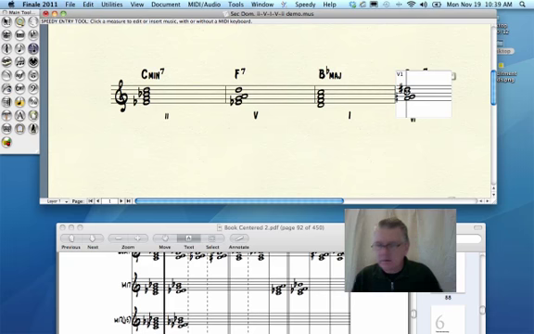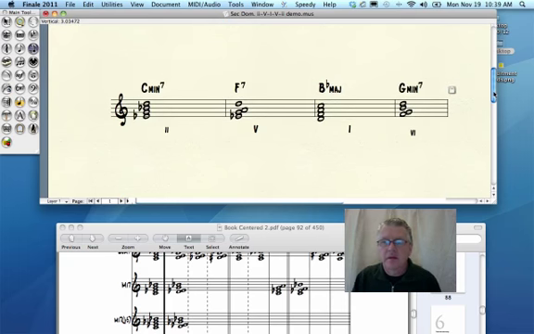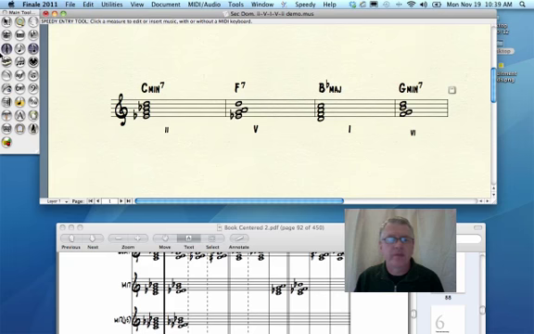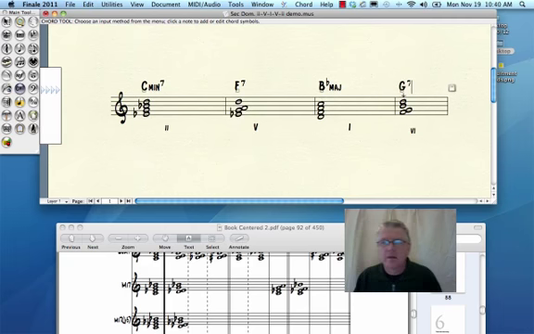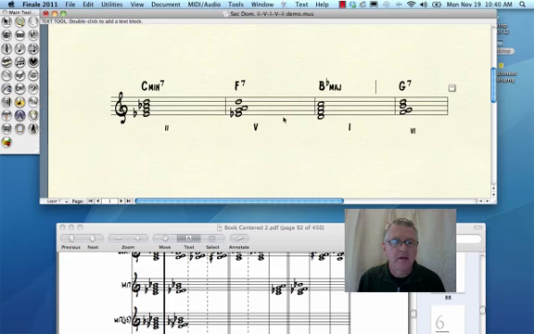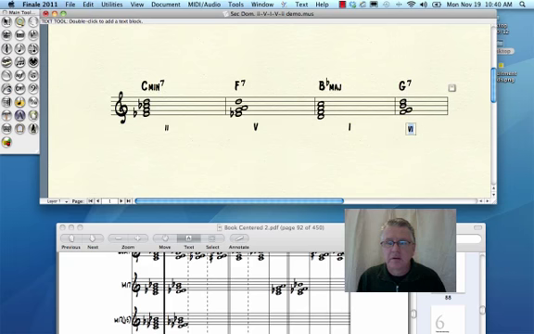I knew that was going to happen. I'm just going to go like this. Okay, so now I have, instead of a 6 chord, I have a G7. I change the name, the Roman numeral, to the secondary dominant symbol, which is 5 of 2.